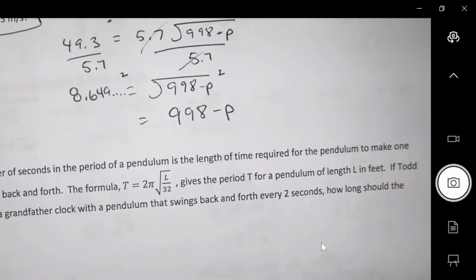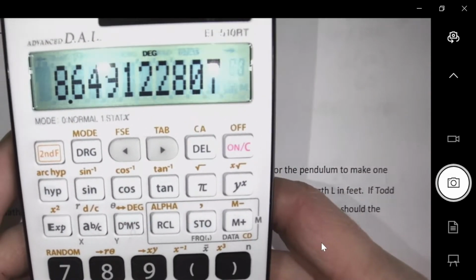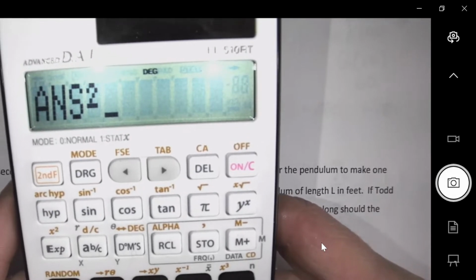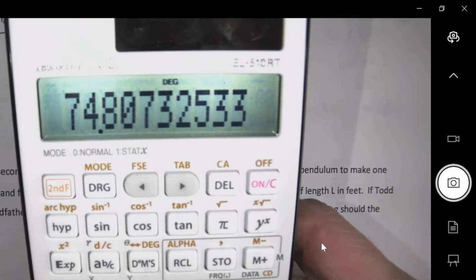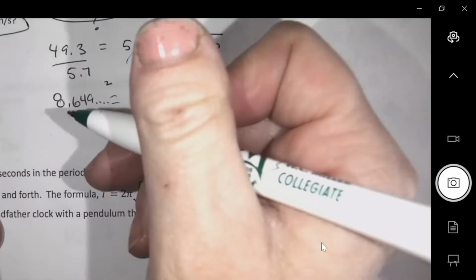Okay, now do you remember I still had that on my calculator? So I'm just going to go squared. It's going to square whatever I had. I didn't round it yet. So 74.81.